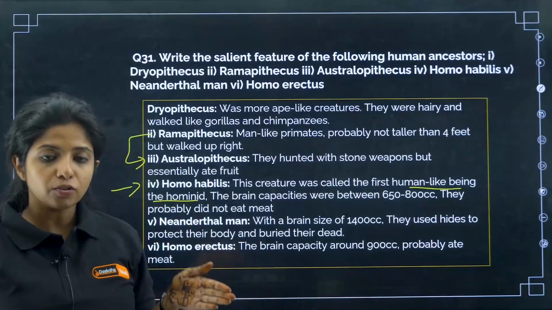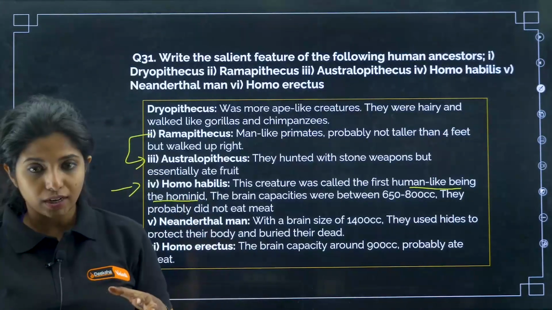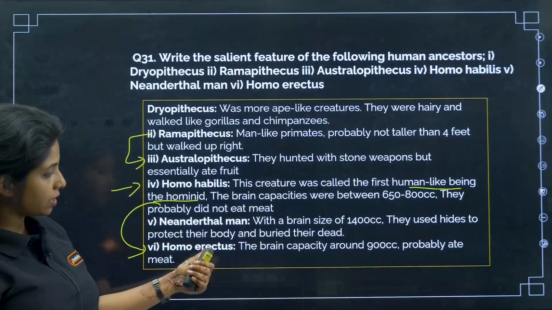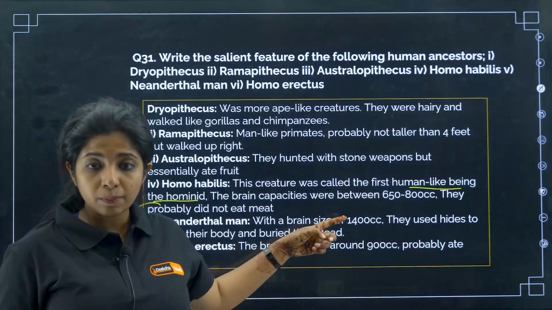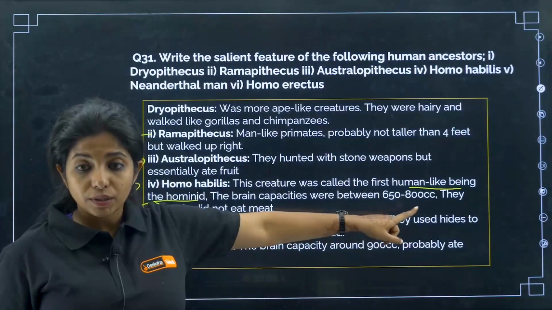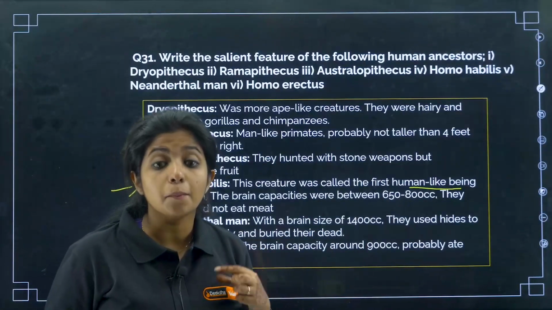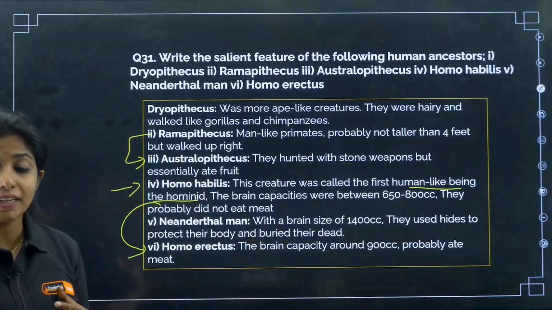From Homo habilis onwards, you get the next organism, which is Homo erectus. So the Homo erectus, if you see, the brain capacity was greatly increased from 800 cc to 900 cc, and they were the ones who started eating meat. Okay, they started eating meat.